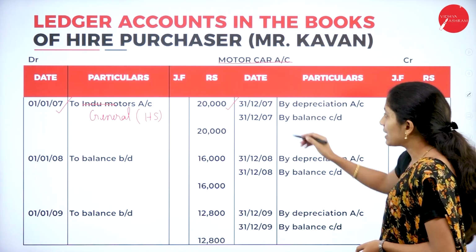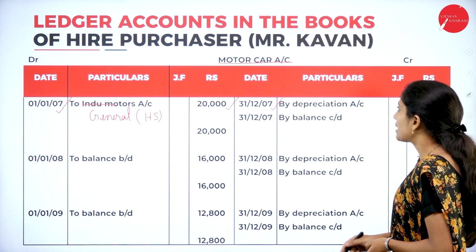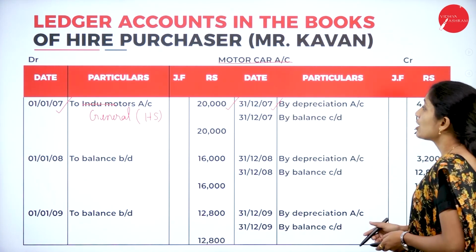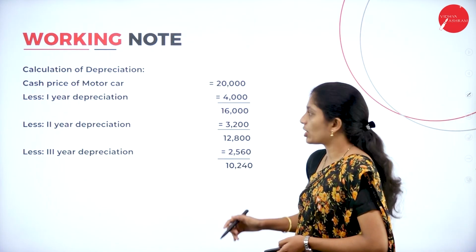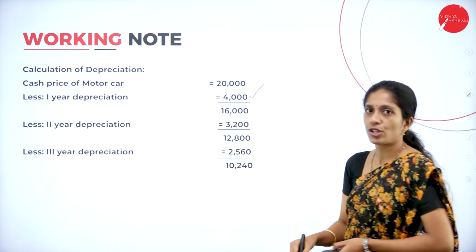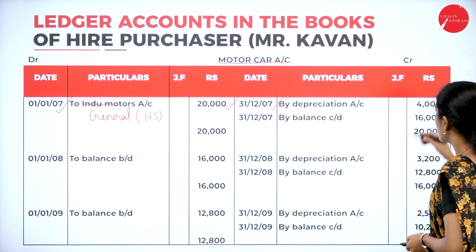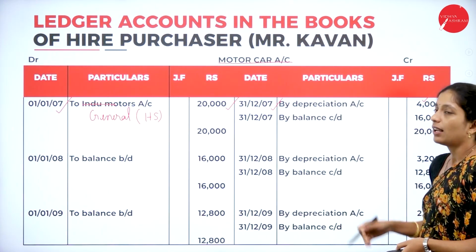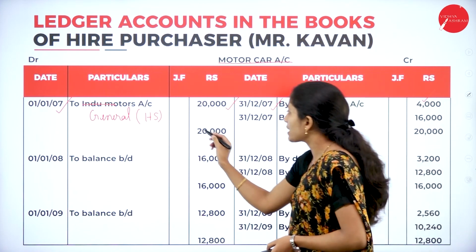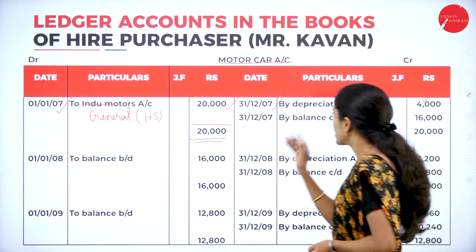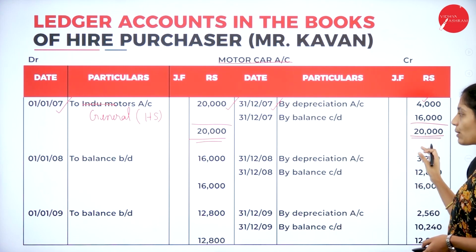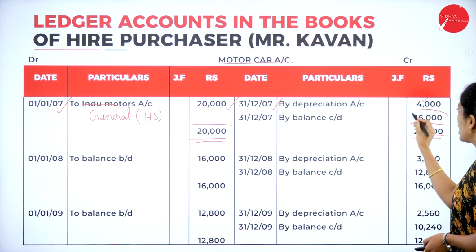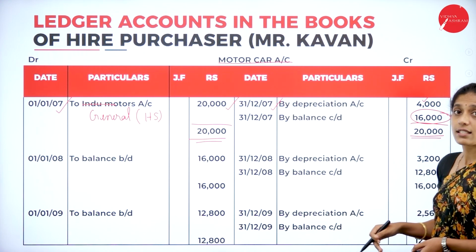So how do you record it? At the end of the financial year, by depreciation account. How much? We have to see the table. We have calculated the depreciation. The first year depreciation is 4,000. So record that depreciation, 4,000. Next, as usual, balance both sides. It's 20,000 on the debit side, whereas on the credit side, it's only 4,000. Write 20,000 on both sides, minus 4,000, and you'll get a balancing figure of 16,000.